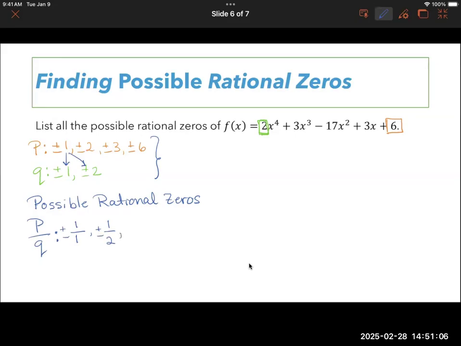And then I can take the 2 over the 1, or the 2 over the 2. I could take 3 over 1, or 3 over 2, and I could take 6 over 1, or 6 over 2.